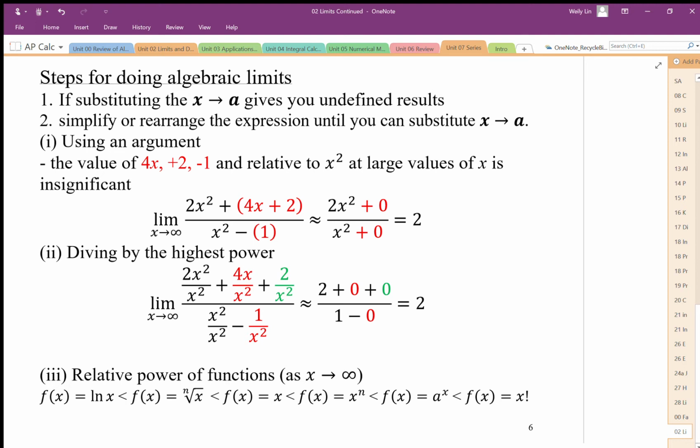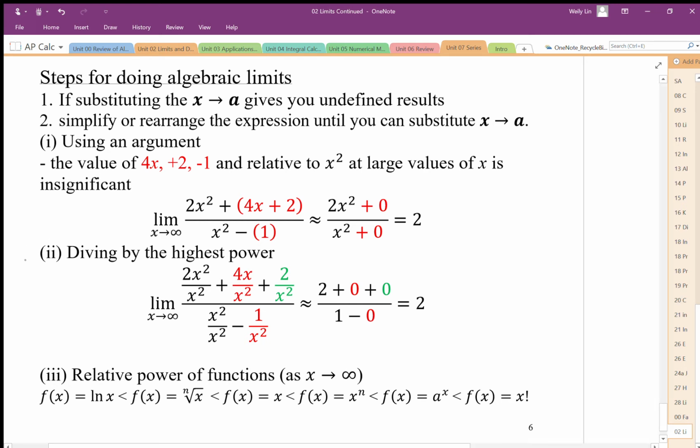In this case here, we can say that as x gets large, and this is for limits to infinity, we can say that these terms are insignificant compared to the really big number squared terms. So if that's the case, this graph starts behaving like 2x squared over x squared. Well, that simplifies to just 2. So that's one way of doing it. That's kind of the way we did in our examples.